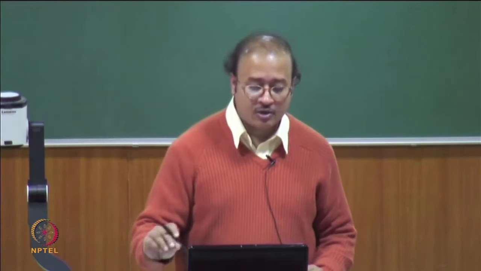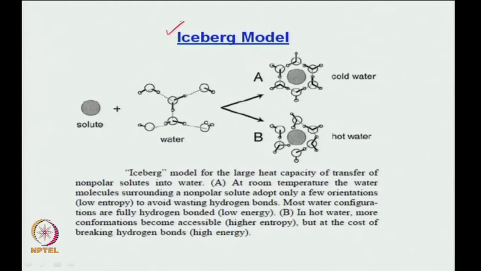is what is referred to as the Iceberg model. What does the Iceberg model tell you? You look at this, you have a solute which is neopentane, you are trying to dissolve it in water. You have not yet dissolved it in water. I am looking at the left hand side of the arrows. You can see water has its own tetrahedral hydrogen bonding network, you have not disrupted it.